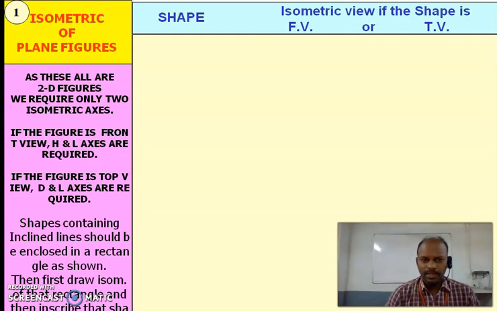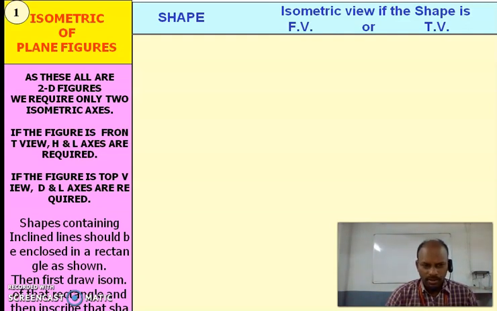I would like to explain isometric views and their importance, with reference to planes as well as solids. Why are isometric views important? Because for any solid object in orthographic views, we will get only two dimensions in any view, whether it is side view, top view or front view. We cannot find a third dimension in orthographic views.